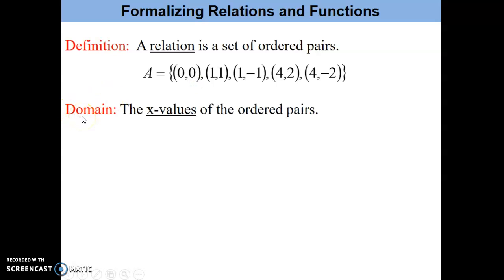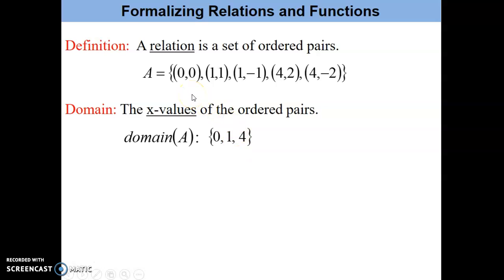Now, when we look at domain, domain is known as the x values of these ordered pairs. So for this relation here, relation A, what is the domain? Or what are the x values? So when we look at it, we have 0, 1, 1, 4, and 4 as the x values. And so our domain for relation A would be 0, 1, and 4.